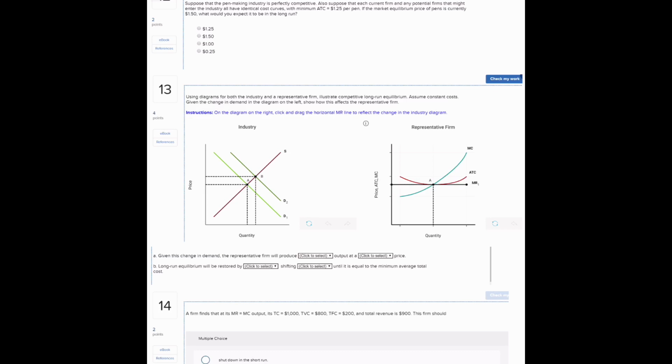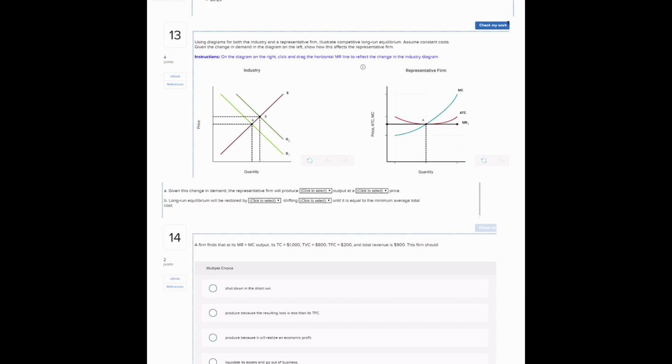12, suppose that the pen-making industry is perfectly competitive. Also suppose that each current firm and any potential firms that might enter the industry all have identical cost curves with minimum ATC equal to $1.25 per pen. If the market equilibrium price of pens is currently $1.50, what would you expect it to be in the long run? And so remember, minimum ATC is long-run equilibrium, so it's going to be $1.25.